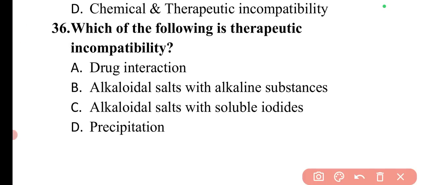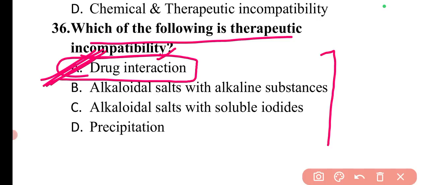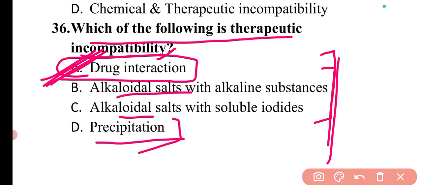The next question is, which of the following is a therapeutic incompatibility? So we need to find which is a therapeutic incompatibility. So drug interaction is basically therapeutic incompatibility. So here option A is correct. Alkaloidal salts, these comes under the chemical incompatibility. Precipitation is a physical incompatibility, so that you can remember.